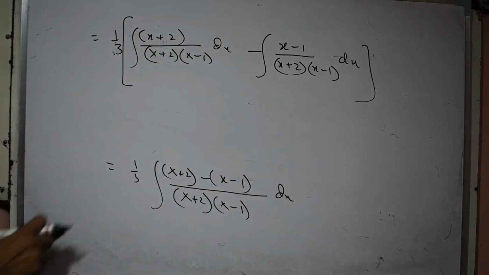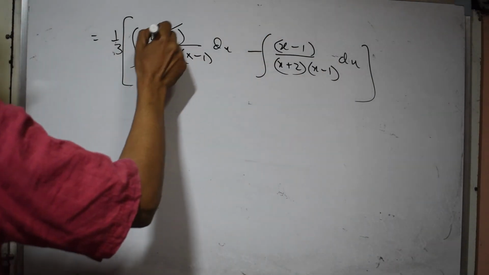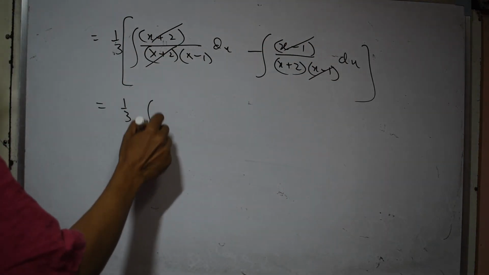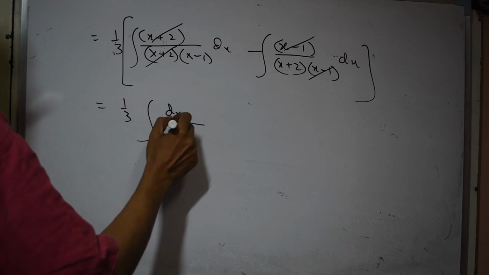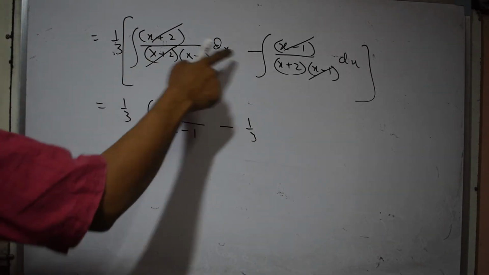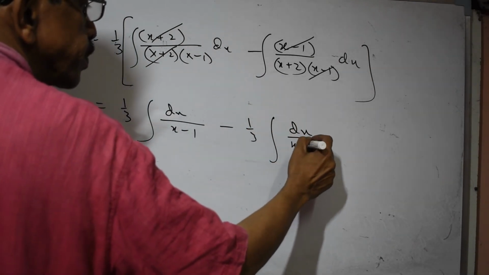Now watch. Here x plus 2 cancels out. Here x minus 1 cancels out. So this is 1/3 dx by x minus 1, the first time. The second time again 1/3, because opening the bracket we get 1/3 for both, dx by x plus 2.